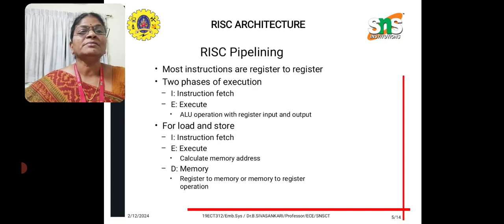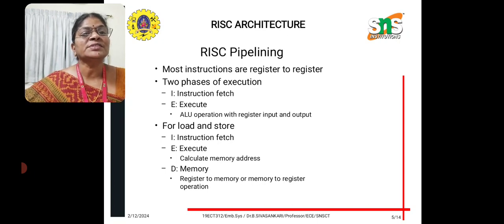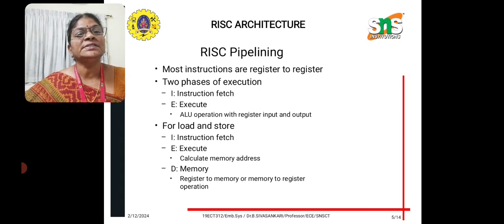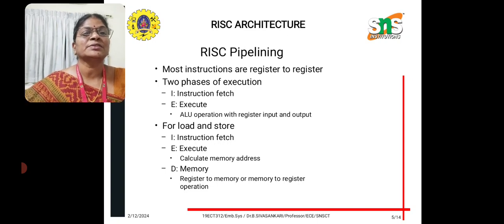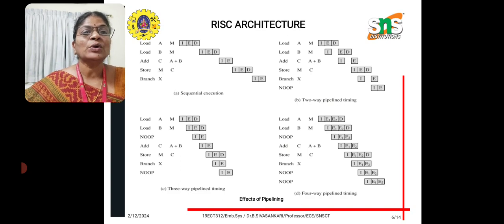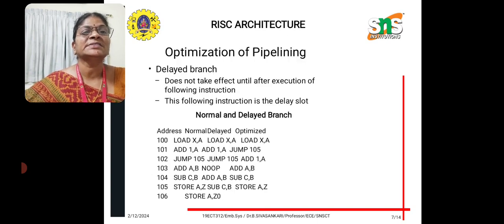So the pipelining of RISC: most instructions are register to register, with two phases of execution, I and E, where I is instruction fetch and E is execute. Then for load and store, D, that is memory, execute: instruction fetch, register to memory or memory to register operation. And this is the architecture of RISC.